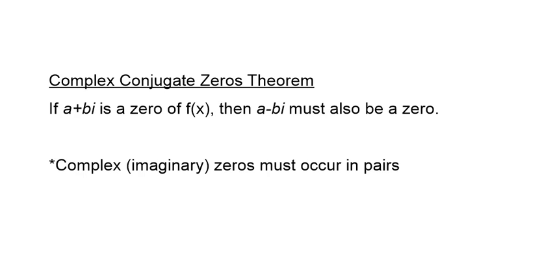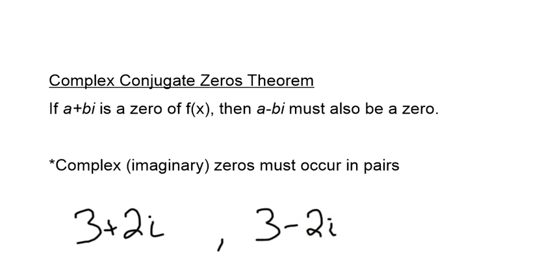Complex or imaginary zeros must and will always occur in pairs of 2. So if you have one imaginary zero for a solution, there must also be a pair that corresponds with it. That pair is called the complex conjugate. So for example, if we knew 3 plus 2i was a complex solution of our function, then we would also have to know that 3 minus 2i would also have to be a zero. They always occur in pairs.